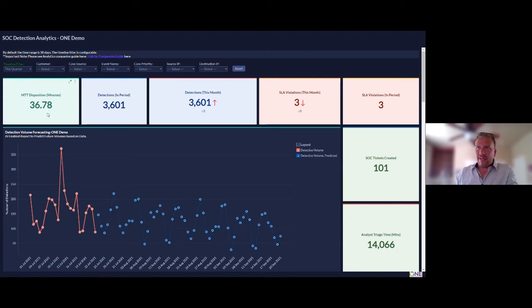So in this demo environment, 36.78 minutes, to be exact, is the average disposition across all things in the quarter. And this would mean 36 minutes for the SOC to decide that it's not important, it's a false positive with defensibility, or we need to raise this to the client and get on this. 3,601 things happened in the quarter. It could be within this month, depends on the demo environment here. Who knows what the data is, but you get to see by month and by the period. The other key thing is SLA violations.